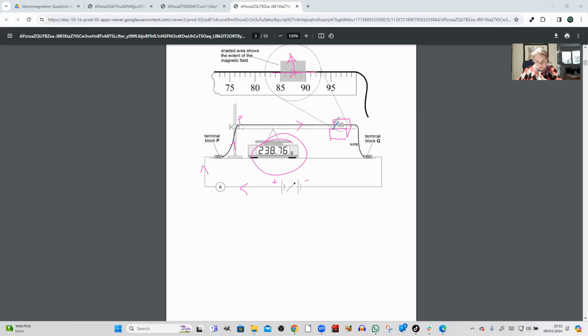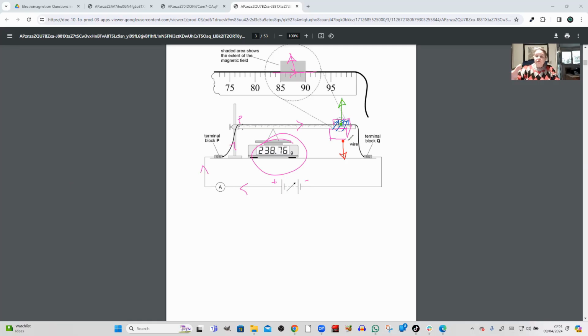So my magnetic field is kind of into the page there. Can you see that there's going to be an upward force on the wire, which I'm going to put in green, and there's going to be a downward force on the yoke, which I'm going to put in red. And those two forces are equal and opposite. Those are Newton's third law pair.